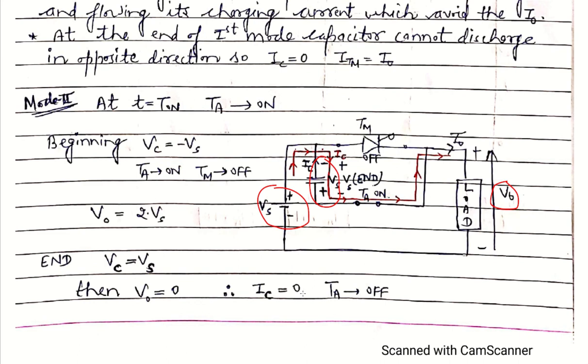Then this charging current equals 0. Why will the charging current be 0? Because there is no net voltage difference in this branch, as the two voltages are the same. If you apply KVL, it will be 0 at the output side, so no charging current will flow. If no charging current flows in this LC branch, then this auxiliary thyristor TA will be in off condition, because there is no charging current. It will become like an open circuit, so our auxiliary thyristor will be in off condition.